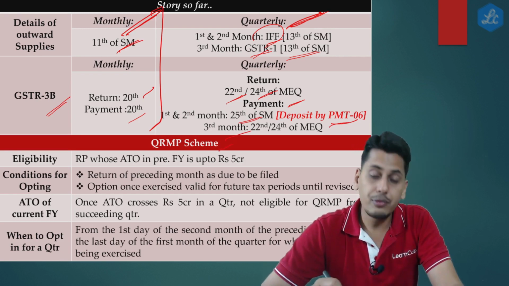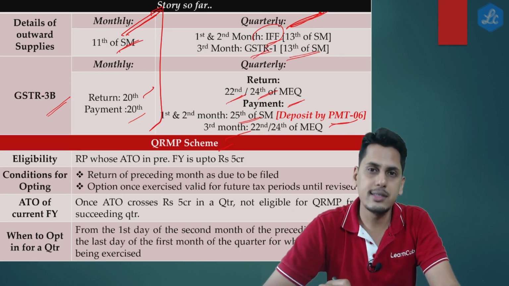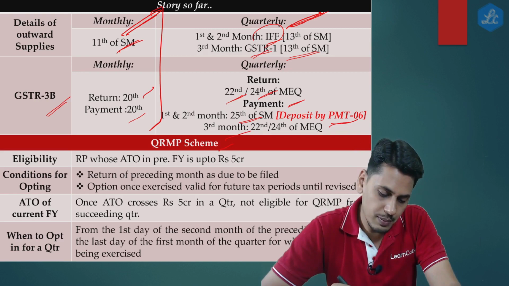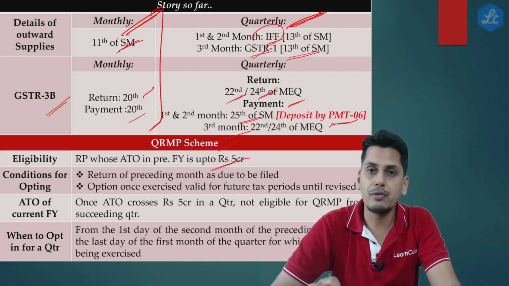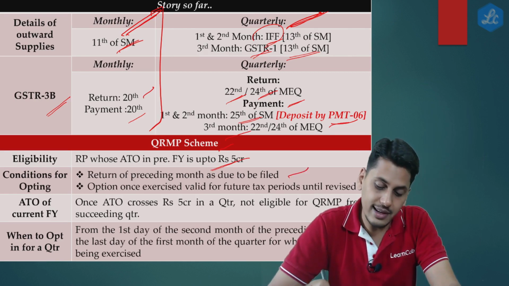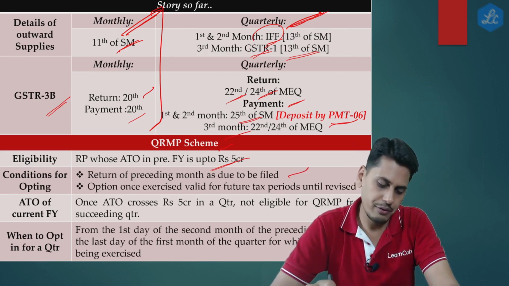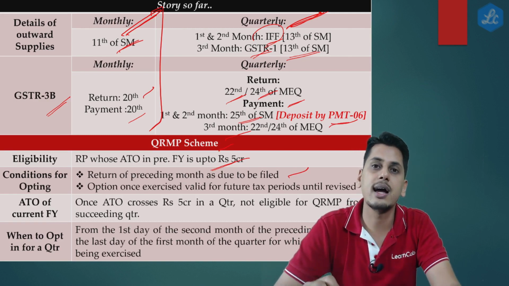Who can opt for QRMP scheme? Who are those persons who are notified to file their returns quarterly? Those registered persons whose aggregate turnover in the preceding financial year is up to 5 crore rupees. Conditions for opting: the return of the preceding month as due has to be filed. Option once exercised is valid for future tax periods unless withdrawn.